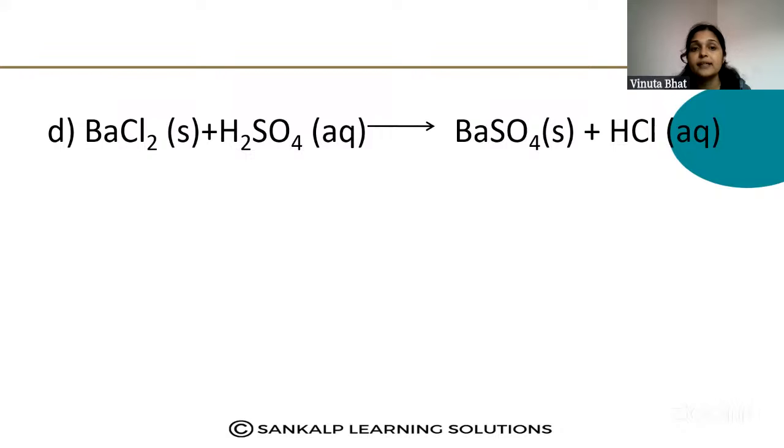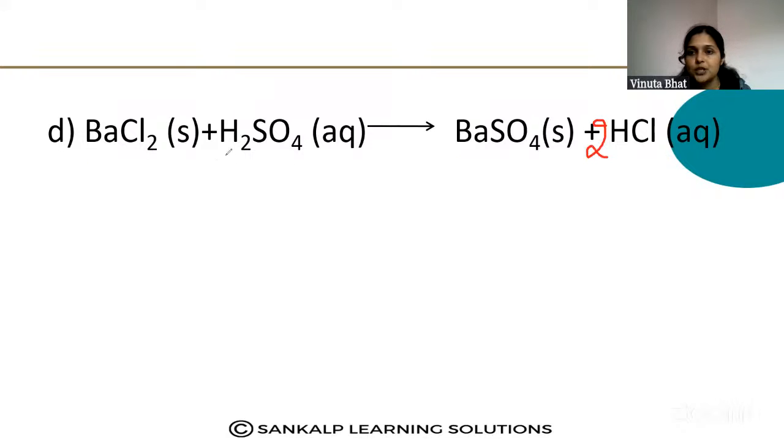Barium chloride reacts with sulfuric acid. It forms barium sulfate and hydrochloric acid. So check the barium, that is the same in the product and the reactant, and the chlorine. Chlorine is different. Cl2 is there here, only HCl is there, right? So I will add the 2.